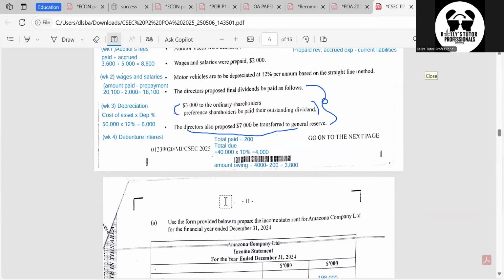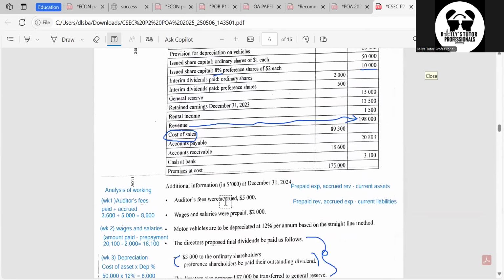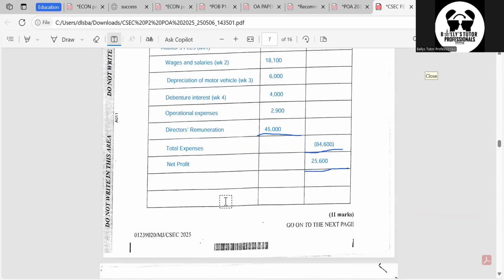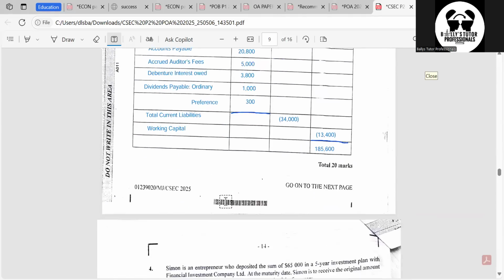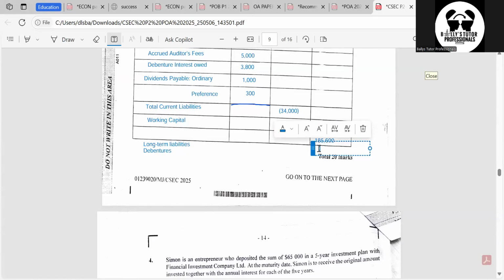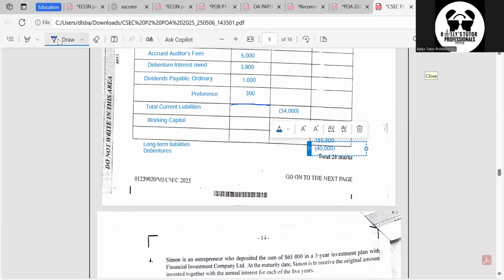So do we have any long-term liabilities here? I already remember our debentures of 40,000, which is a long-term liability. So we're going to subtract that. Less long-term liabilities, and that will be our debentures, and the debentures is 40,000. That is going to give us our net assets of 145,600.